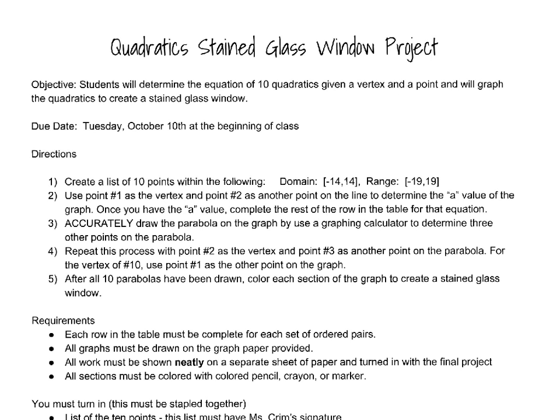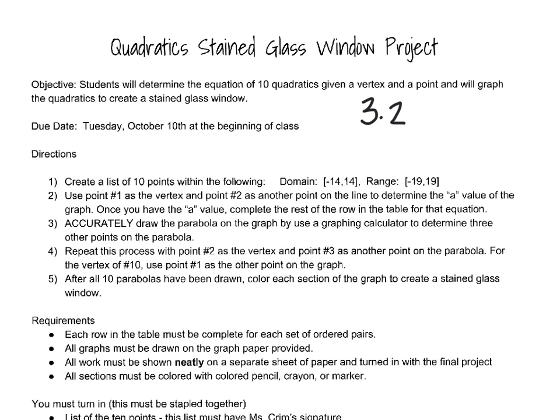So your objective, what you're going to be doing for your project, is you are going to determine the equation of 10 quadratics given a vertex and a point. This is exactly what we've been doing in class, in section 3.2. It's what I taught on Tuesday and Wednesday, and what you guys are finishing up in class today. So that's all you're really doing. But then you're going to do a little bit more: you're going to graph the quadratics and create a stained glass window.